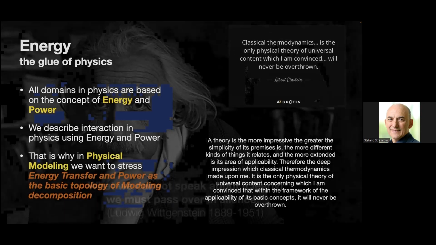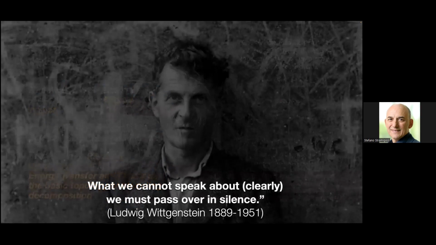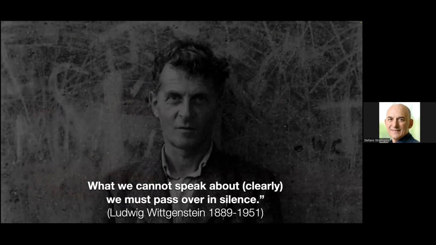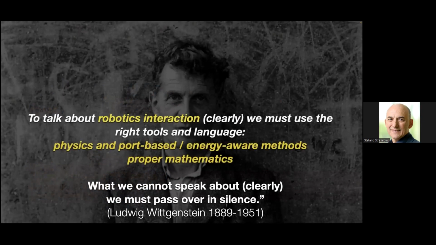And in fact, citing a very famous mathematician and philosopher, Wittgenstein, he basically said, what we cannot speak about clearly, we must pass over in silence. And unfortunately, there are very few politicians, especially nowadays, that actually know about Wittgenstein. But if we want to talk about interaction, we need to use the right mathematical tools. Otherwise, we just do mumbo jumbo.